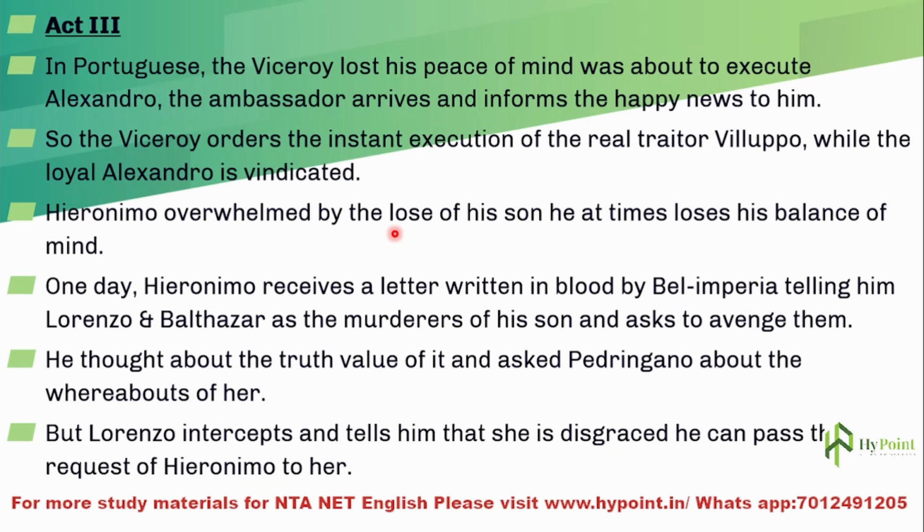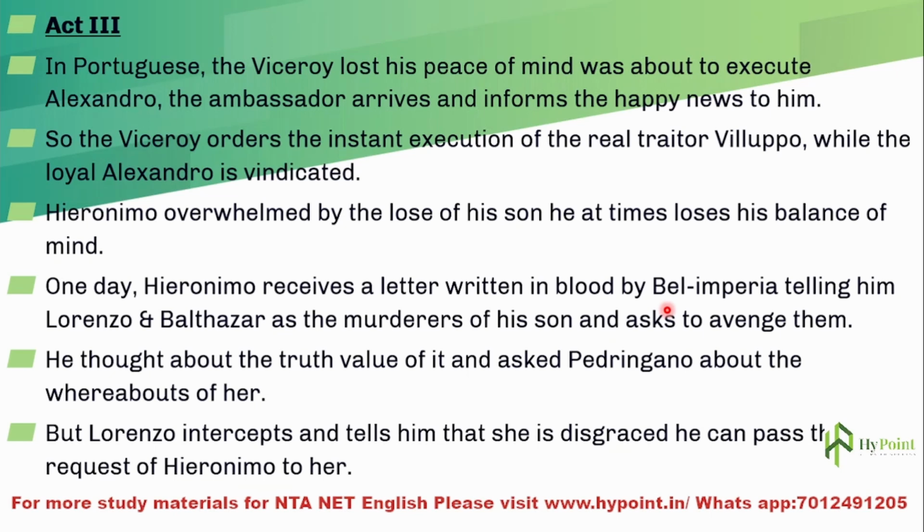Hieronymo gone mad again. Because of the unexpected death of his son and the horrible sight that he saw, he at times loses his balance of mind. One day, Hieronymo receives a letter written in blood by Belimperia, telling him that Lorenzo and Balthazar are the murderers of his son and asking him to take revenge. So Belimperia is well aware of who killed her lover Horatio, the son of the marshal Hieronymo. She tells him these are the true traitors that you are looking for.